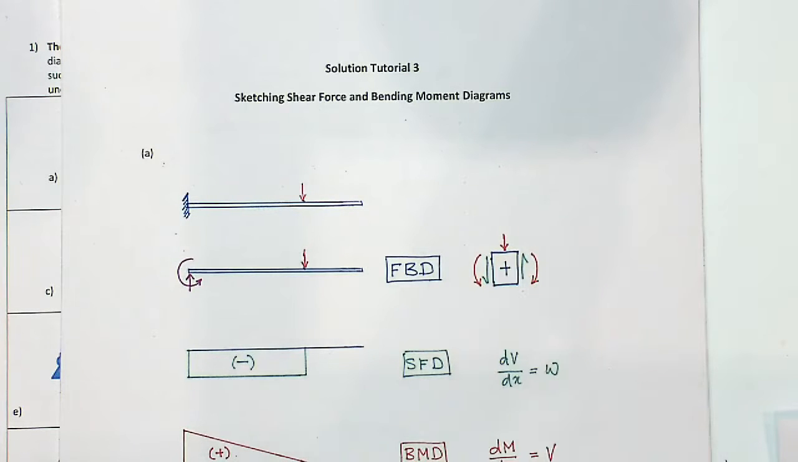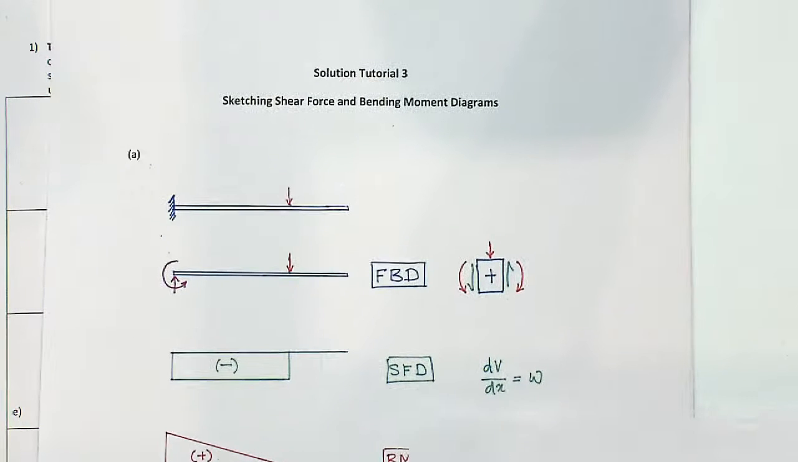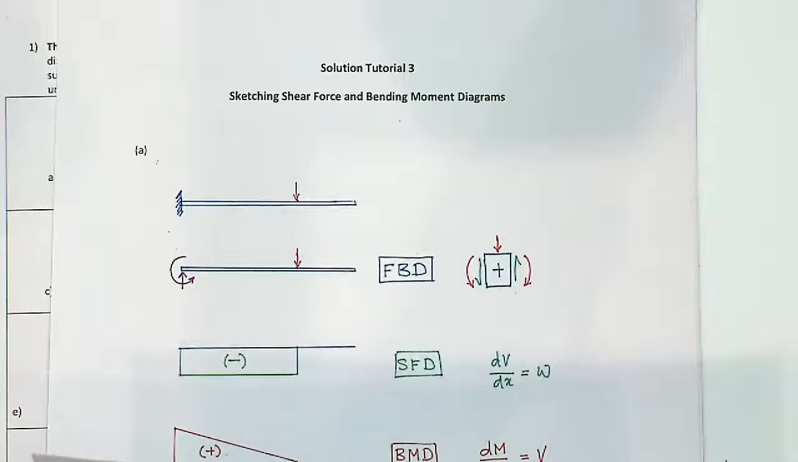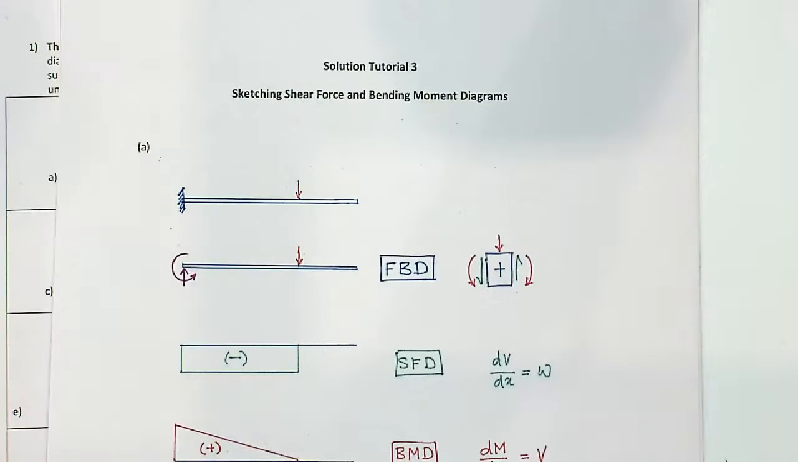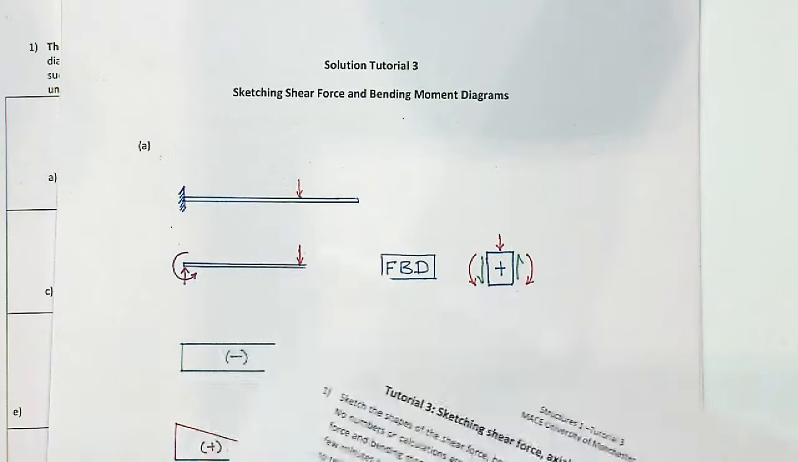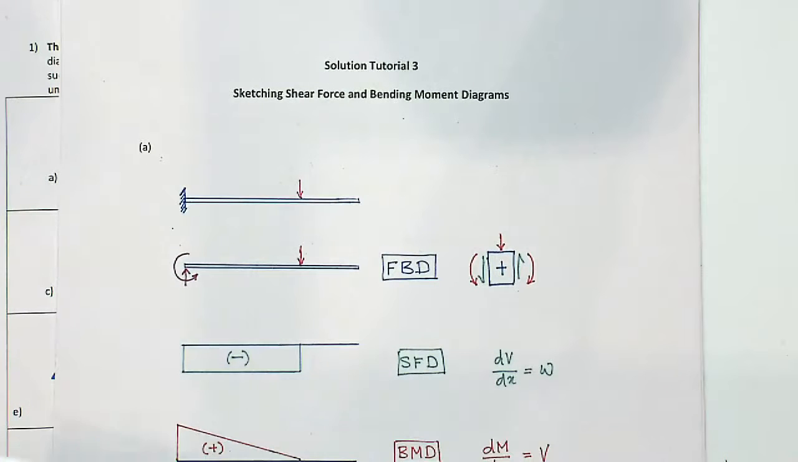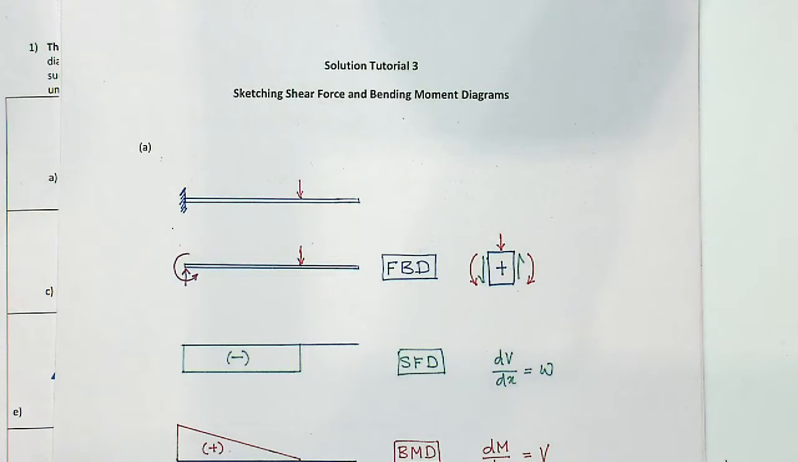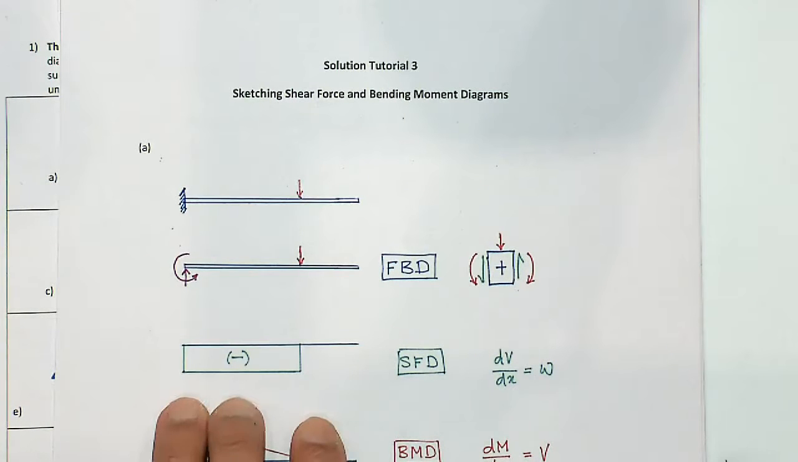So this is the sign convention I will use mostly, and with it you get all these things as positive: dV/dx is W, dM/dx is V, and most importantly it draws the bending moment on the tension side of the beam. That's the industry standard. If you join industry, most of the software for structural analysis will draw the bending moment on the tension side, at least for beams.